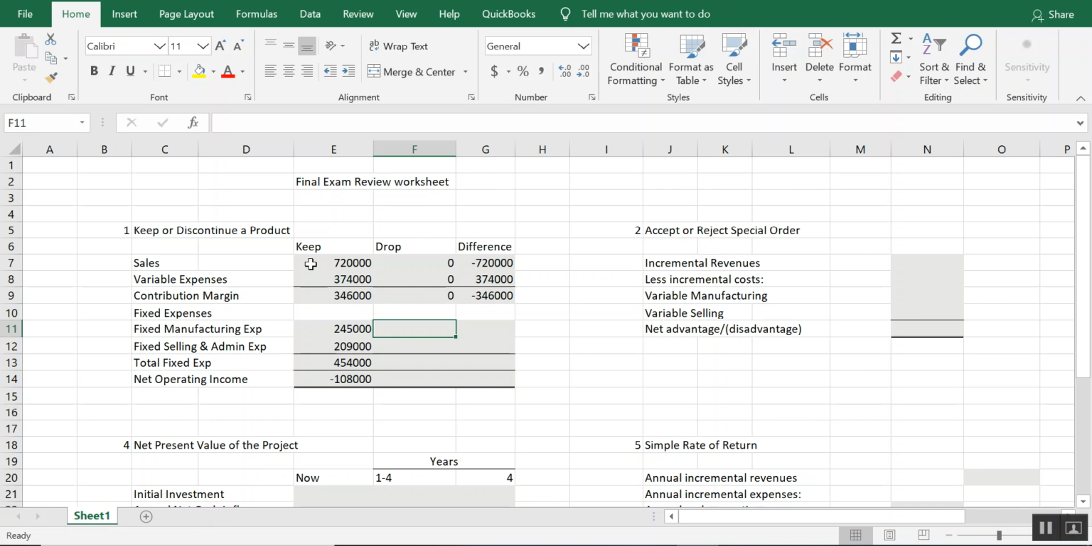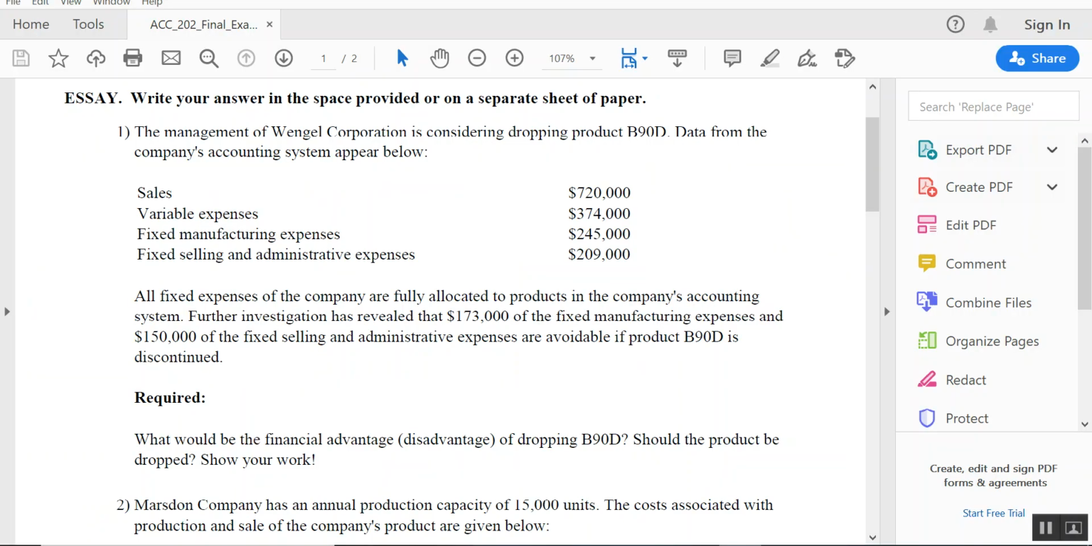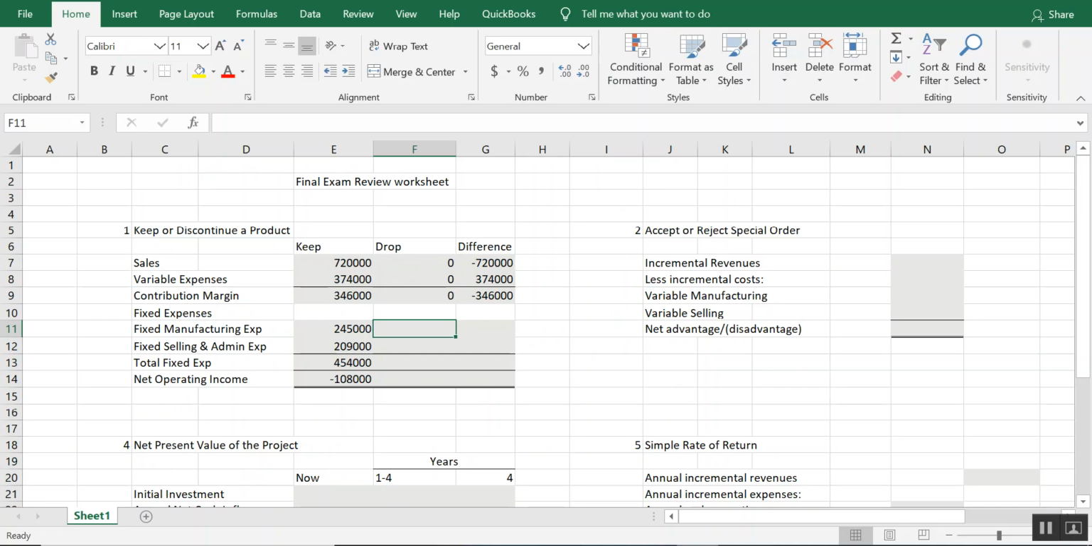Now, if we drop the product, the fixed manufacturing expenses will drop by 173,000 from 245. So we need to include that here. We're going to take the normal expenses of 245 if we keep the product, minus the 173 we will save if we get rid of it. So we drop it by 173,000. We still have 72,000 in expenses.